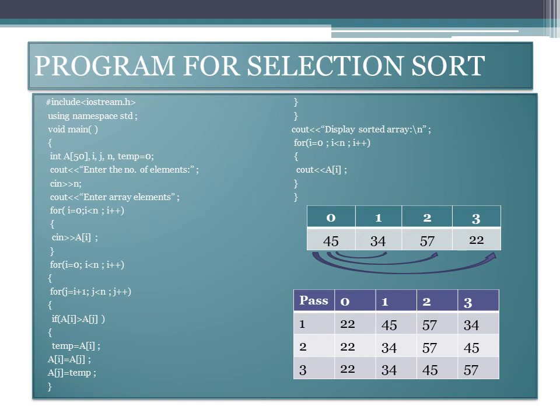45 greater than 34, condition is true, it gets swapped. Again 45 is checked with 57, 57 stays in place, but 45 is checked with 22, it gets swapped, and we finish the first pass and we get the array 22, 45, 57 and 34, but it's not sorted. So to sort this, we have to repeat the swap.